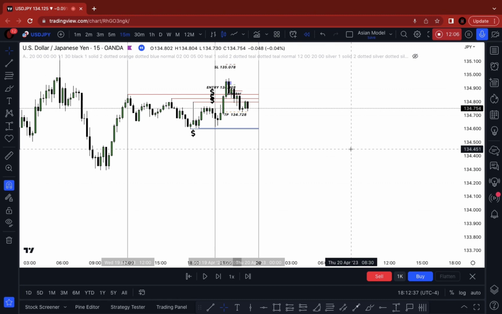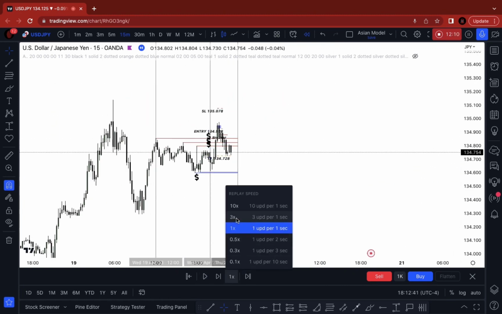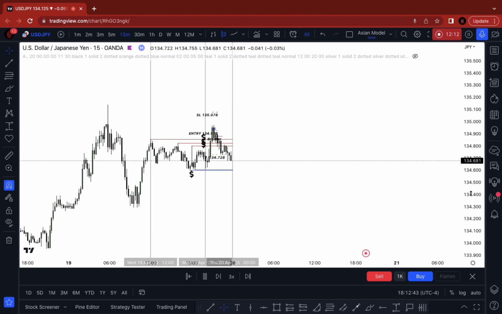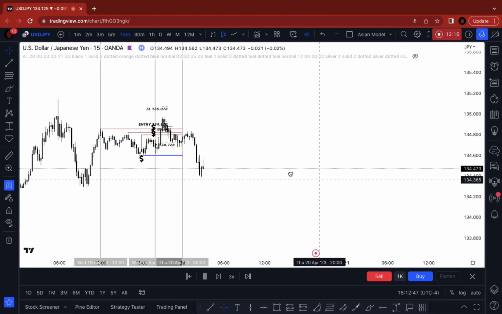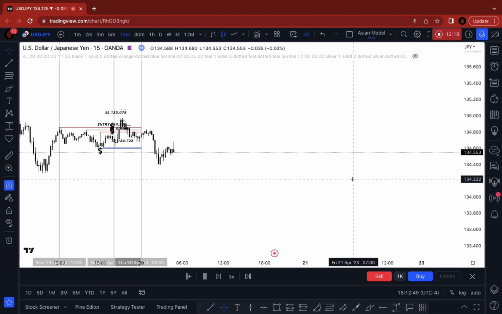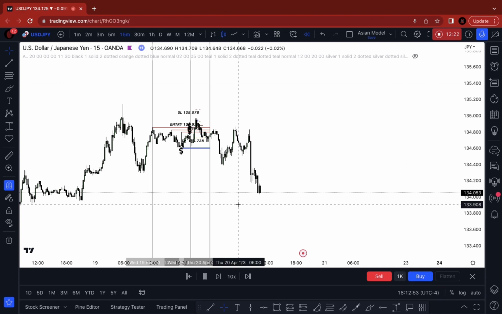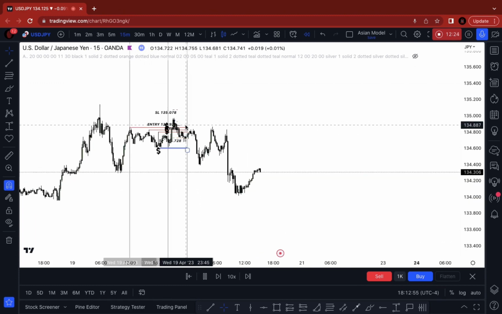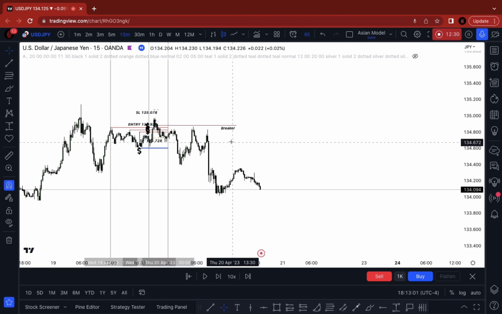If you play this out, you will notice that price for the next coming 2 days, because this is Wednesday, Thursday to Friday, continues to drop lower. We'll speed it up. Ever since that entry, it even comes back to that. Oh, it came close. Came very close to the breaker again, once again.